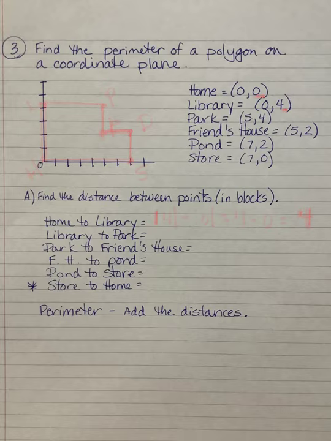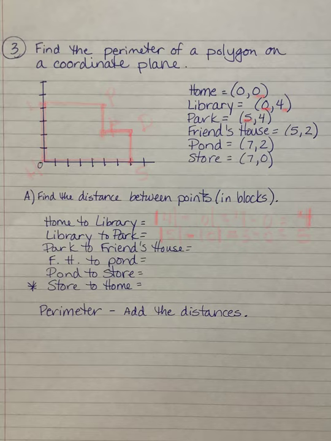Then from the library to the park, that's a horizontal distance. We're going across, so we're going to use the x-axis. So we're going to use the x for the library and the x for the park, which are 0 and 5. When we're doing subtraction, we're going to start with the bigger number, which is 5. So the absolute value of the park is 5 minus the absolute value of the library, which is 0, so 5 minus 0. That gives me 5 blocks. So it's 5 blocks from the library to the park.